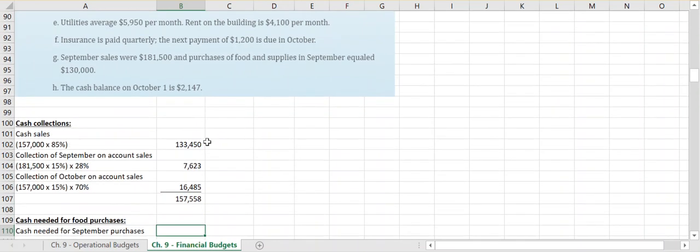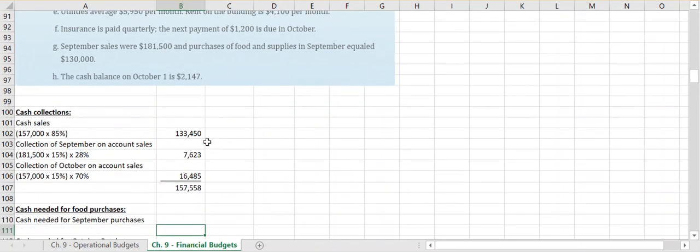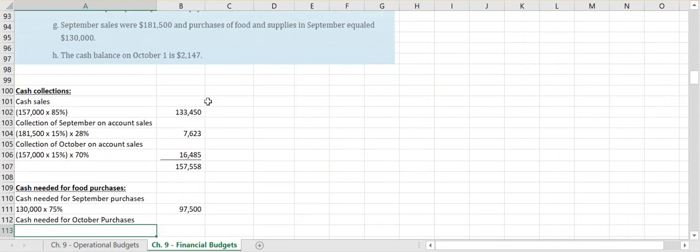We also need to look at when do we have to pay for those food purchases. So again, right here in step G, they told us that we had $130,000 that we purchased in food and supplies in the month of September. We pay 25% of our on-account purchases in the month of the purchase, and we pay the remaining 75% 1 month later, which of course would be October. So we're going to have to spend $97,500 to pay for the purchases that we purchased last month.